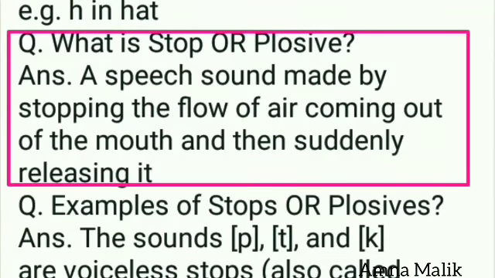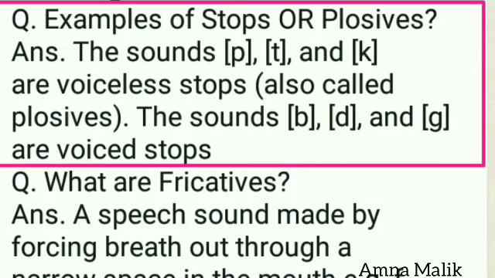Question. What is a stop or plosive? Answer. A speech sound made by stopping the flow of air coming out of the mouth and then suddenly releasing it. Question. Examples of stops or plosives? The sounds p, t, and k are voiceless stops, also called plosives. The sounds b, d, and g are voiced stops.